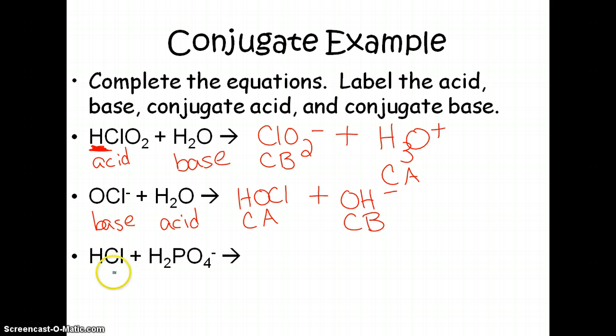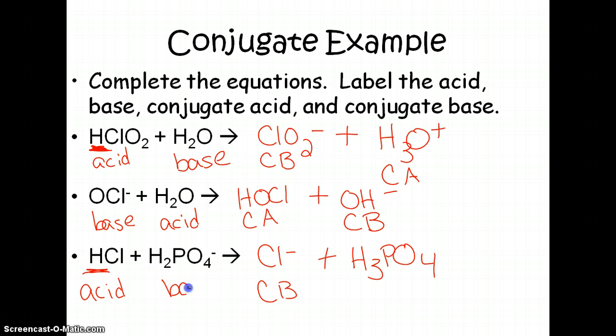All right, now last example. The H is probably going to lose the H plus, donate it, so it's going to become Cl minus, and then the other one is going to become H3PO4. So we got a minus and a minus, so we're balanced. So this was the acid, and then it became the conjugate base. This was the base, and it became the conjugate acid.